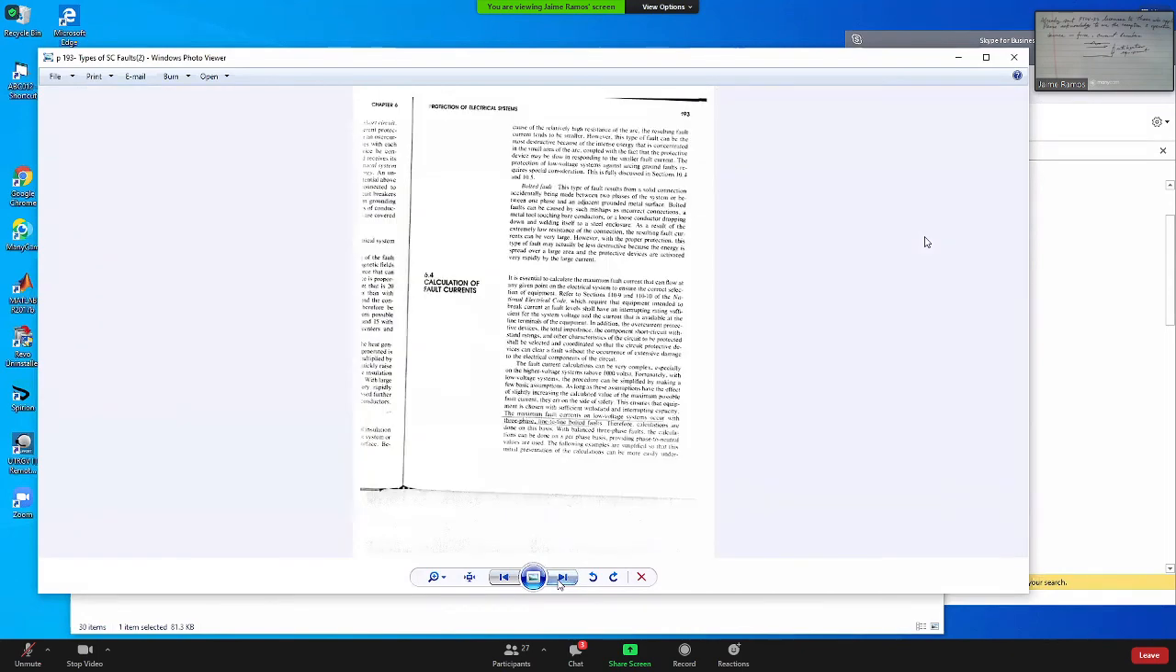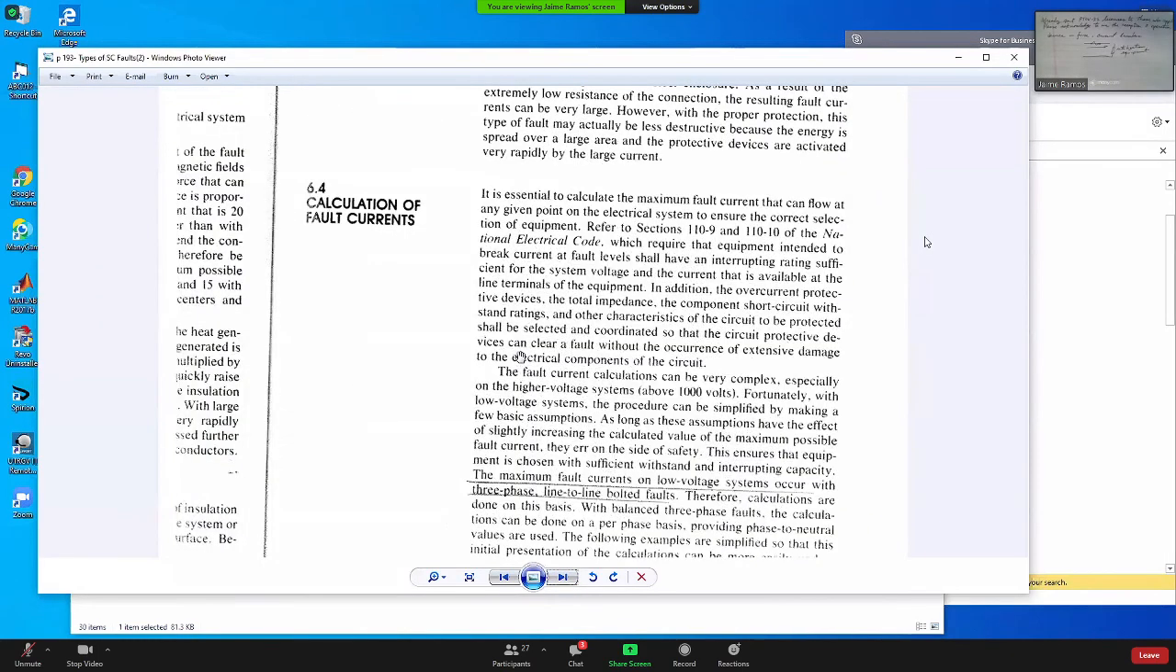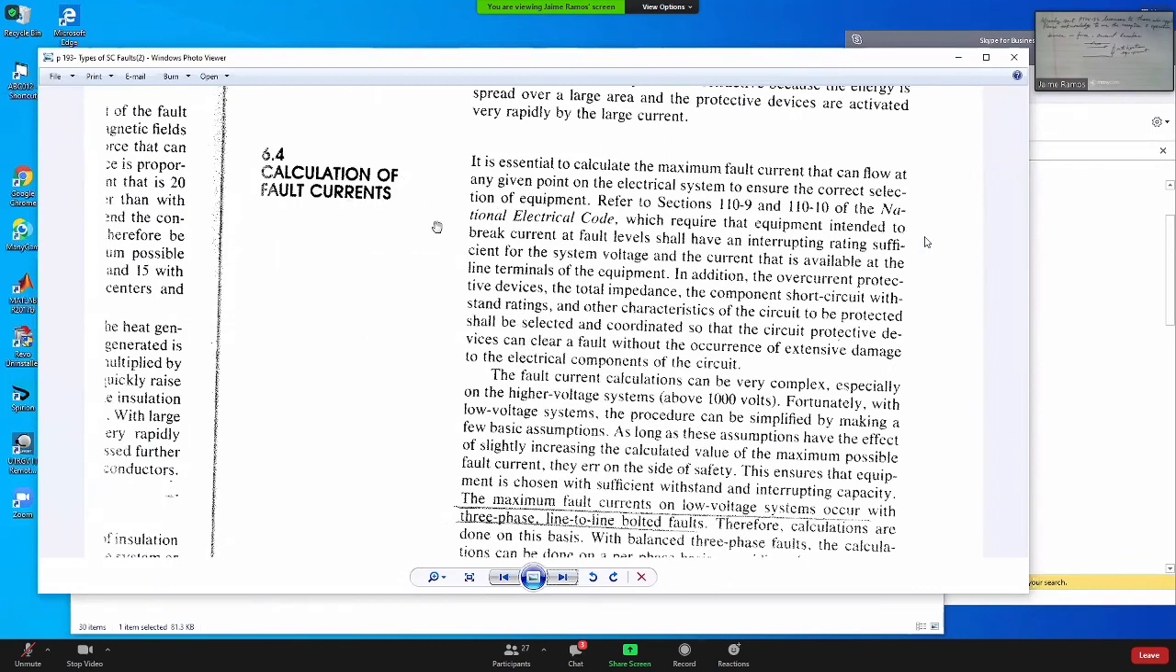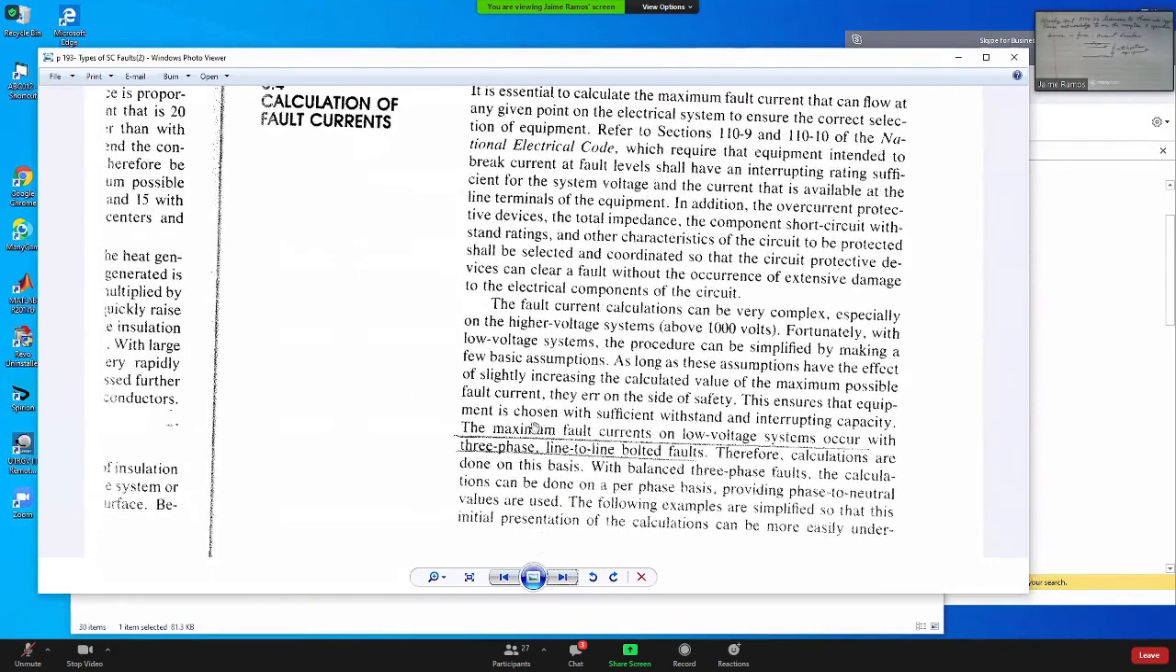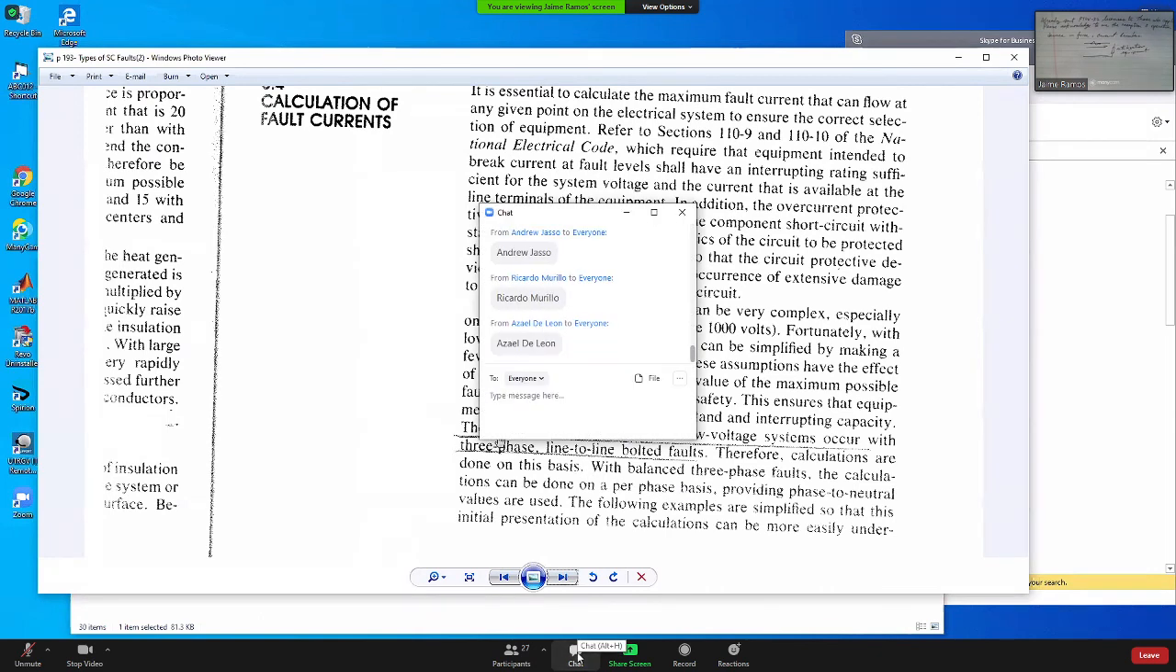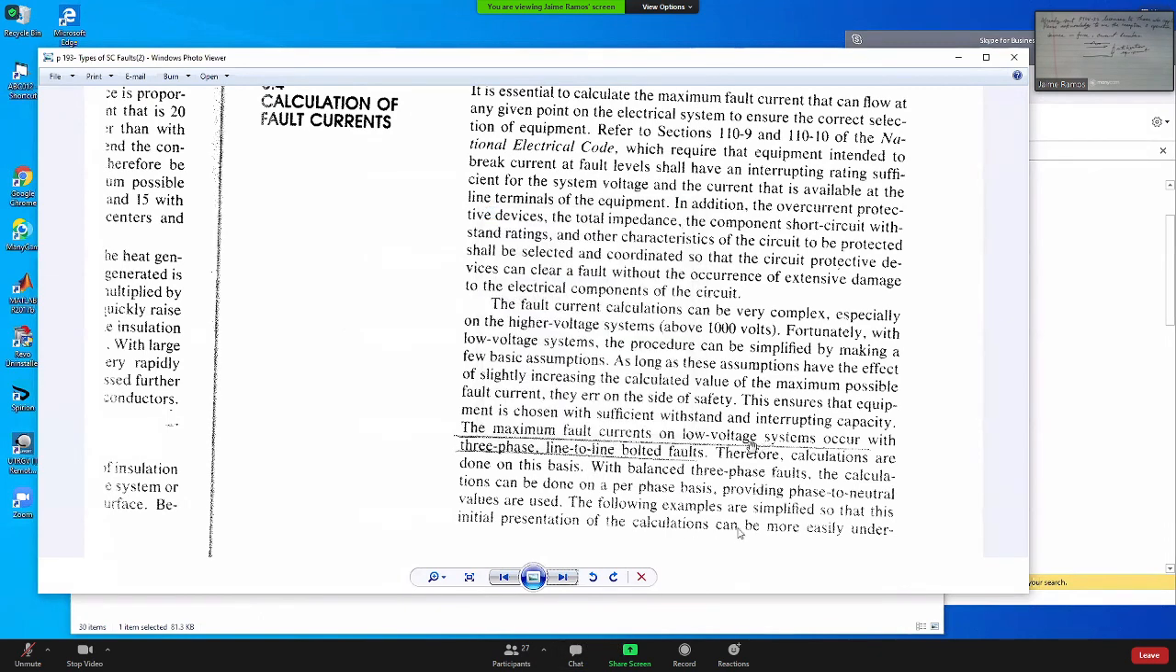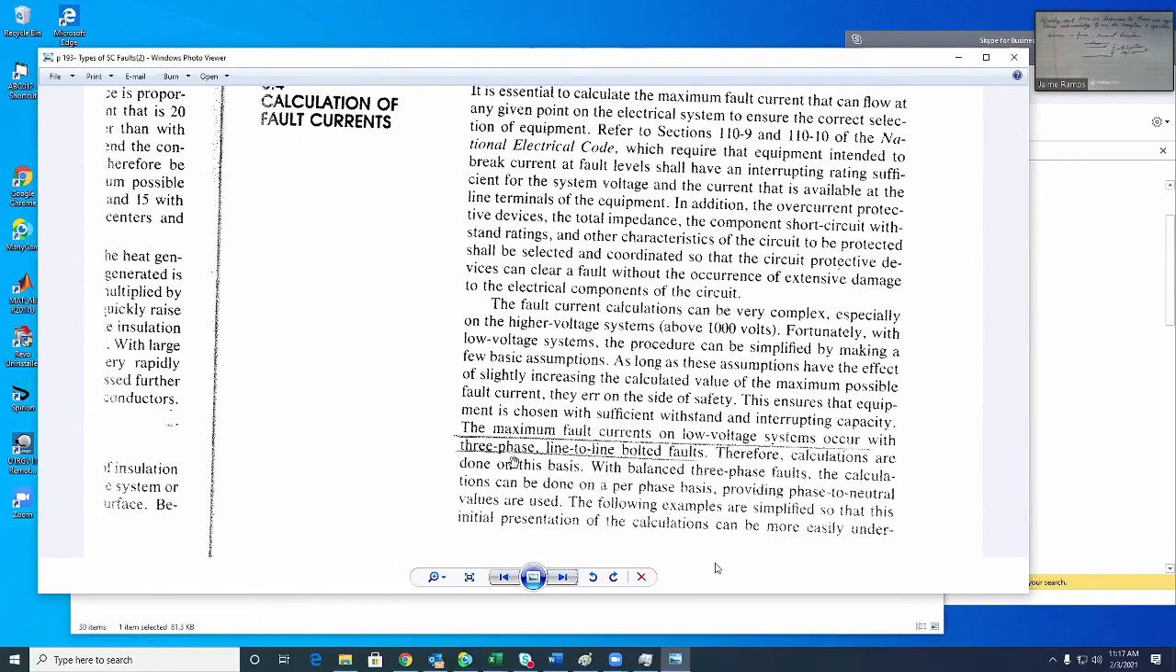So then here we come to something very important, which is the calculation of electrical fault currents. Then I underline this: the maximum fault current for low voltage systems occurs with the three-phase.